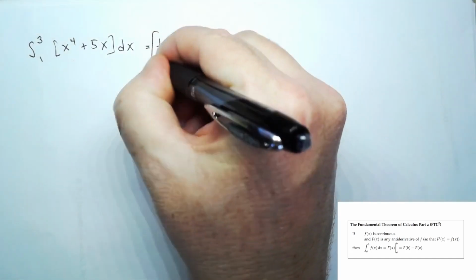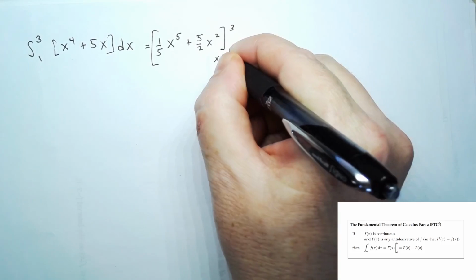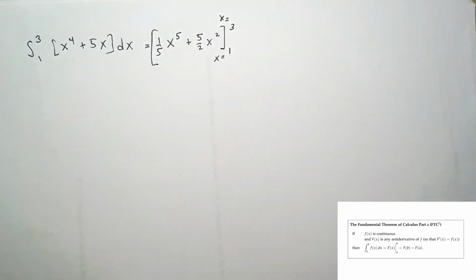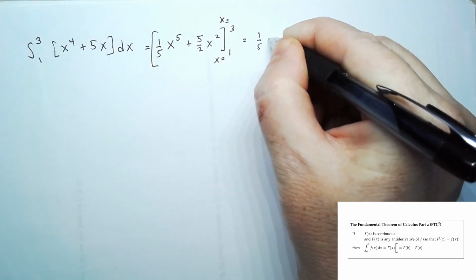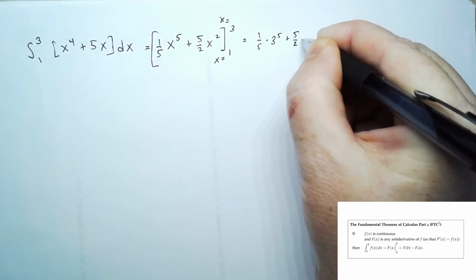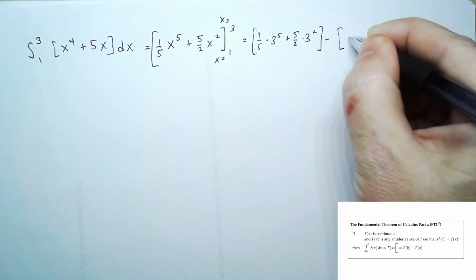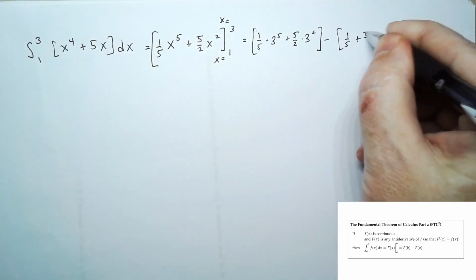We now need to evaluate this from 1 to 3. We might, if we want to be careful, write x equals 1 to x equals 3 here just to be safe. So we get 1/5 times 3 to the 5th power plus 5/2 times 3 squared, and then minus 1/5 times 1 to the 5th power plus 5/2.